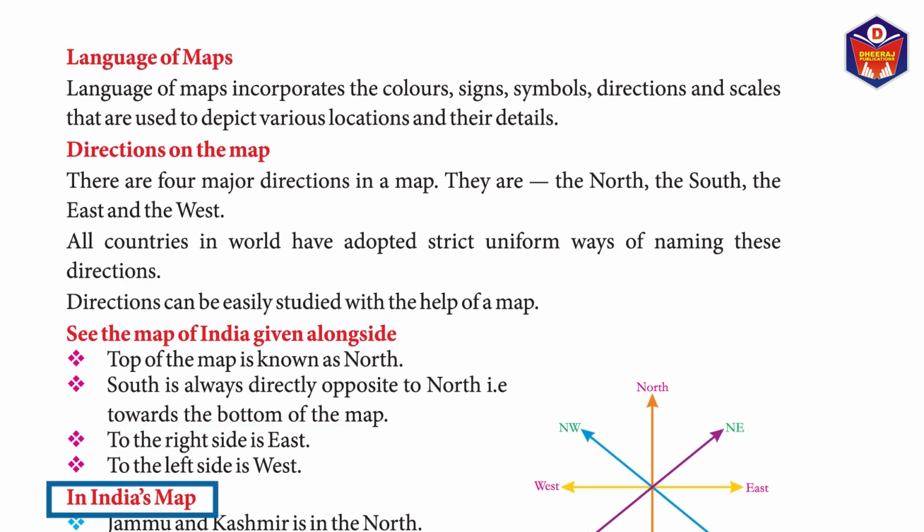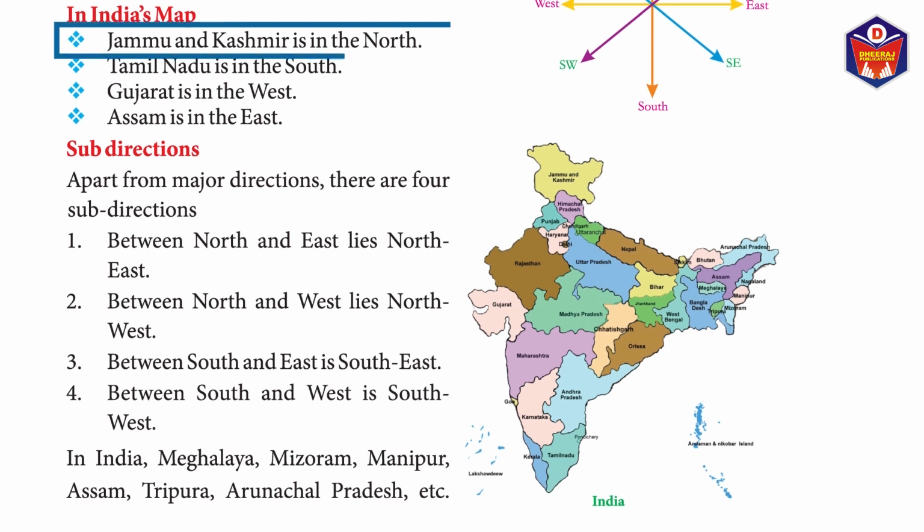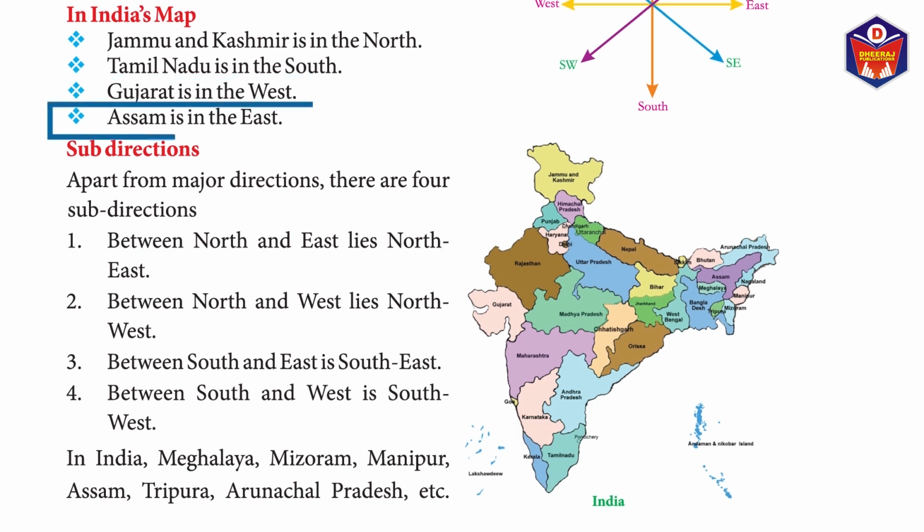In India's map, Jammu and Kashmir is in the north. Tamil Nadu is in the south. Gujarat is in the west. Assam is in the east.